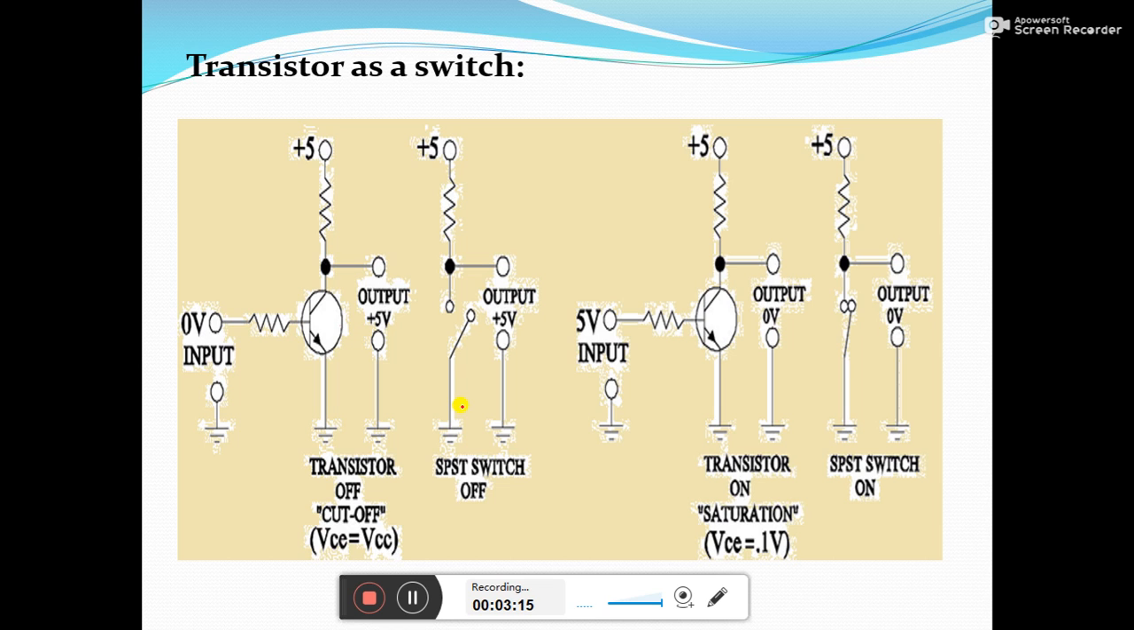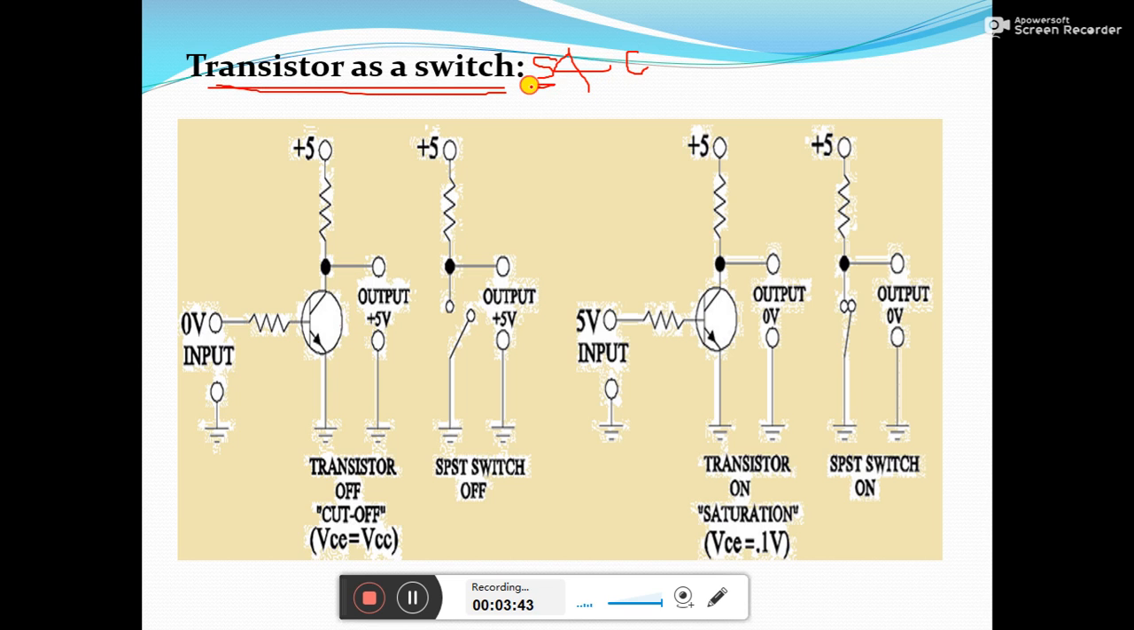Next, we will discuss the two major applications of the transistor. One is nothing but a switch, another one is nothing but an amplifier. To use the transistor as a switch, the transistor must be operated between two regions. One is known as the saturation region, another one is known as the cutoff region. If you operate the transistor within the saturation and cutoff regions, you can use it as an on-off switch.